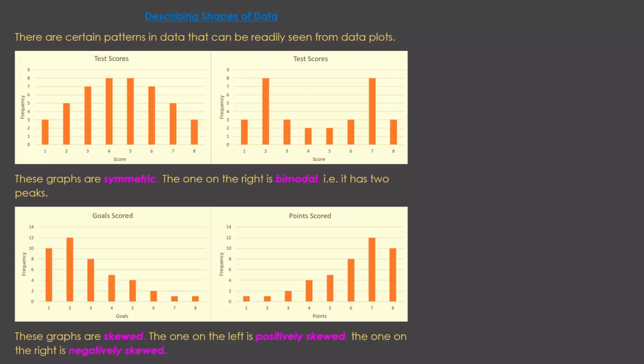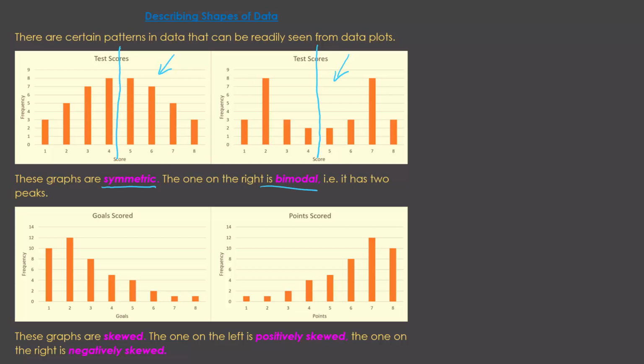Describing shapes of data. There are certain patterns in data that can be readily seen from data plots. So, for example, here we can see these test scores. And both of those are symmetric. You can actually put a line of symmetry exactly down the middle on both of these bar charts.